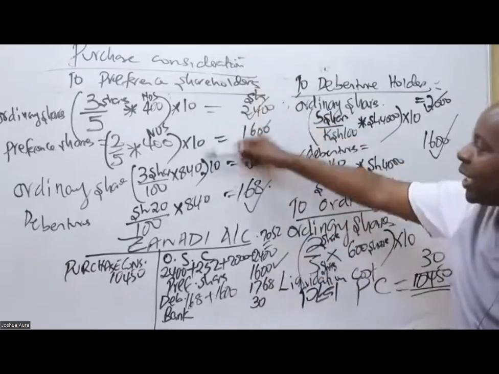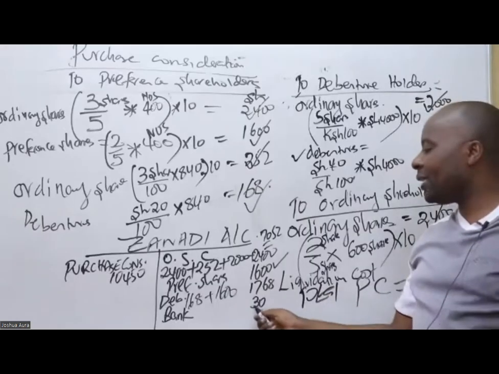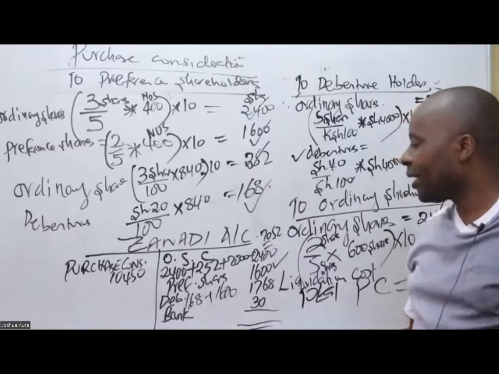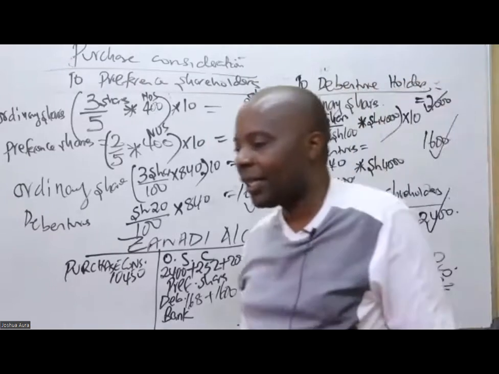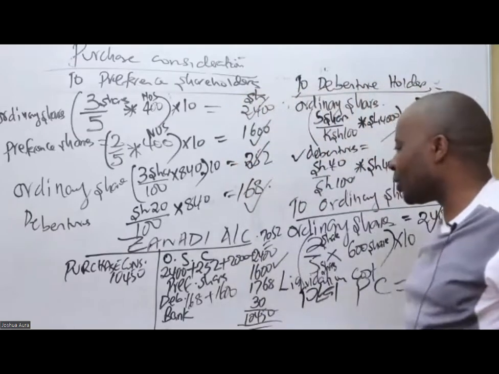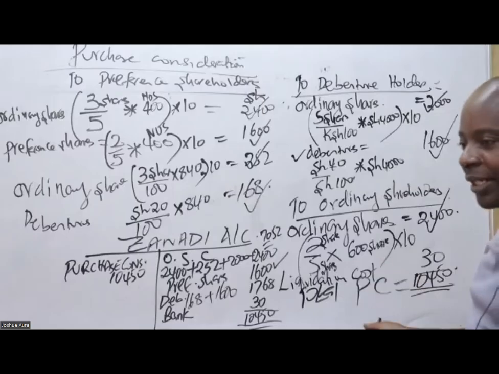This liquidation account is supposed to be self-balancing, remember. All these entries which are here in the purchase consideration, they must come here. Hebu jaribu kuona kama inaingiana, is it self-balancing? Is this going to add to 1050? Is it self-balancing ama iko shida? It has to. Great. Thank you very much.